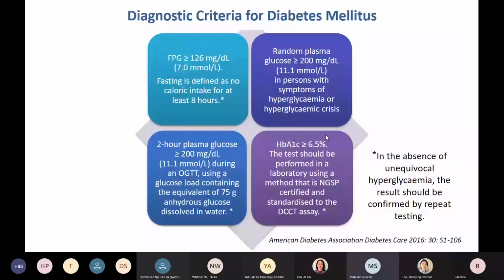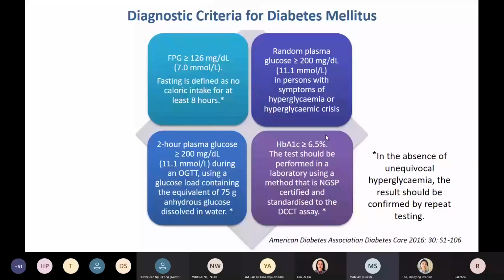or greater than 6.5%, and the HbA1c test should be performed in a laboratory using a method that is NGSP certified and standardized to the DCCT assay. In the absence of unequivocal hyperglycemia, the result should be confirmed by repeat testing. In other words, if the first result is unclear, you can use the same test, or you can use any of the other tests to actually confirm your diagnosis.